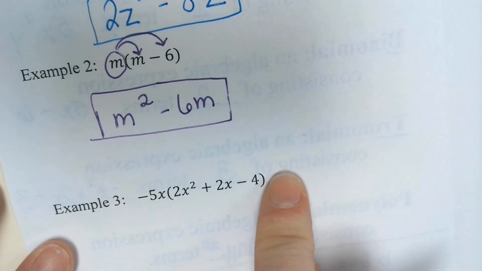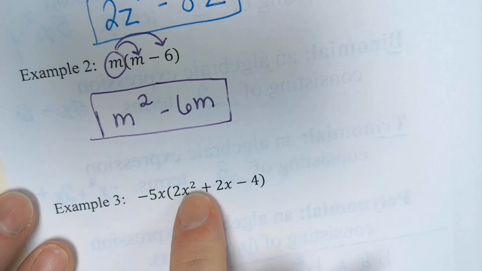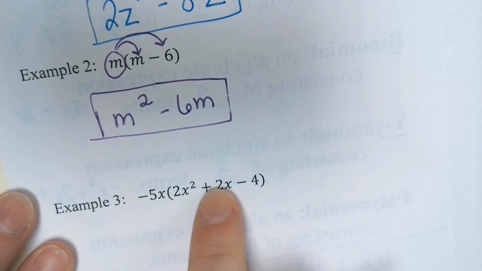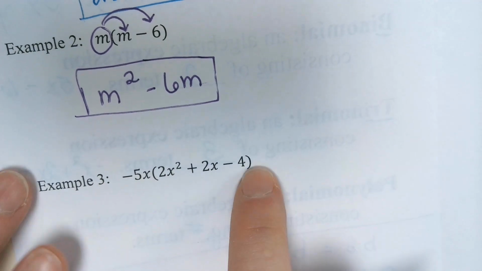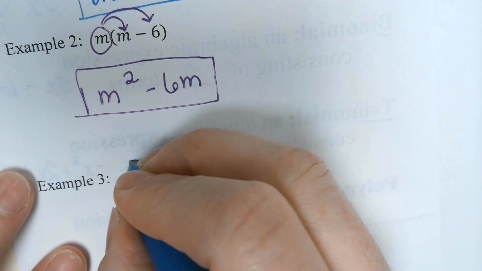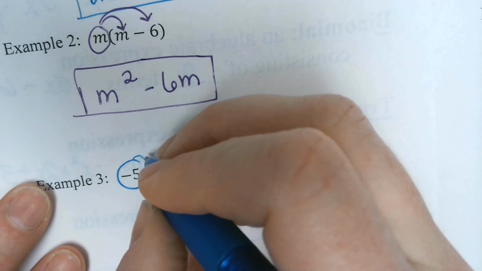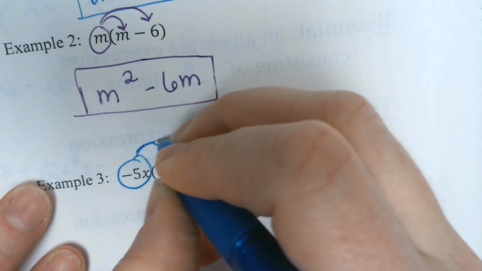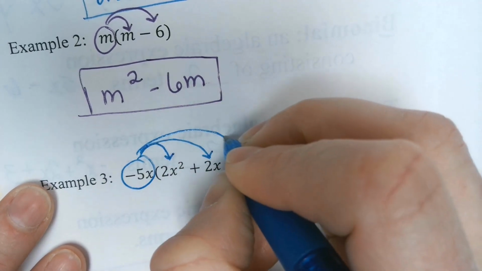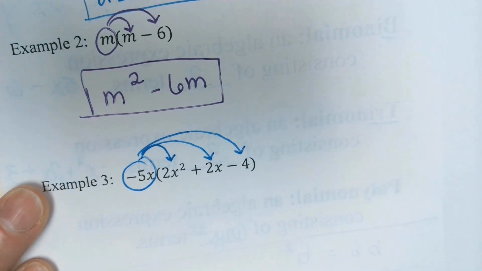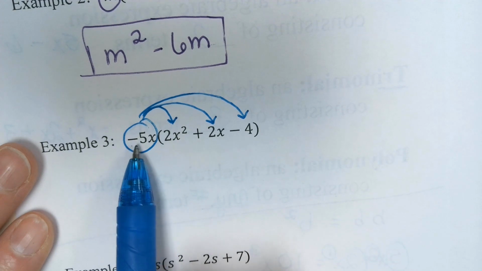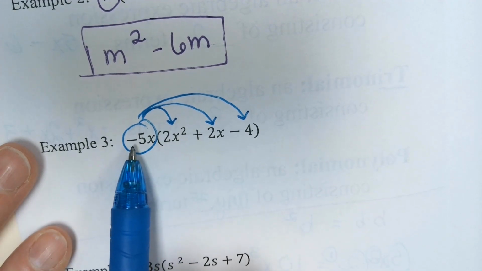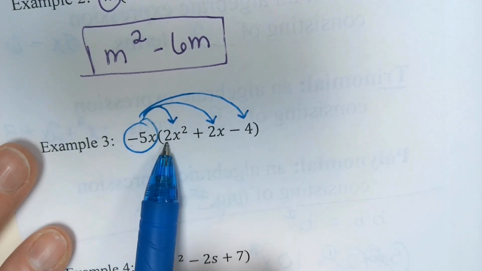All right, this one looks a little different. Look at how many terms are on the inside. There's 3, so that's a trinomial. So it's a monomial times a trinomial. But you're still doing the same thing, but instead of having just 2 arrows, we have 3 arrows. So you multiply your coefficients. Negative 5 times 2.